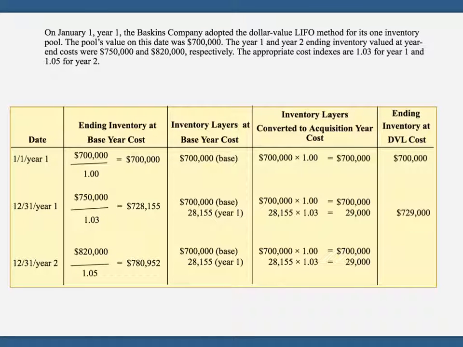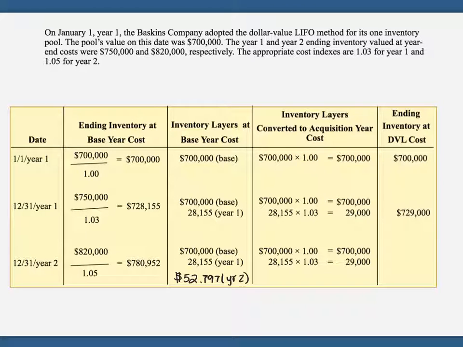And finally, let's move to our year 2 ending inventory valued at year-end cost, $820,000. We divide that by our 1.05 cost index to get to our base year cost, which makes it $708,952. So we need to subtract $700,000 from that, as well as $28,155, to get what our year 2 inventory layer is. And after doing that calculation, you're going to get $52,797 for your year 2 layer.